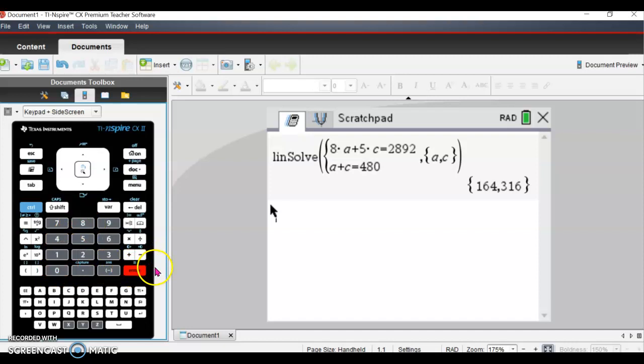Hit enter. And so you can see you have 2 numbers there. And if you're uncertain which one is adult tickets and which one is child tickets, look right here where it says A comma C. A is first, so that means adult tickets is first. Therefore, there are 164 adult tickets and 316 child tickets. Now for us, we were specifically asked in the question how many adult tickets. Okay, so there are 164 adult tickets.